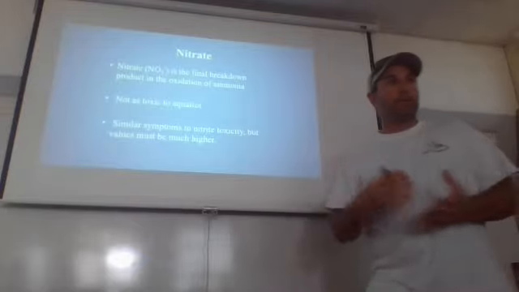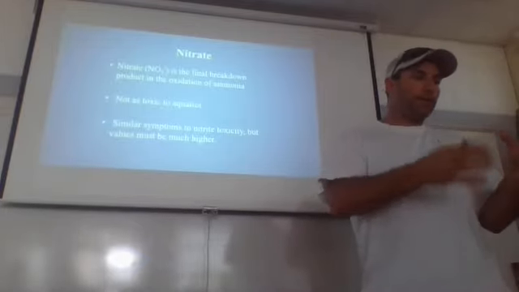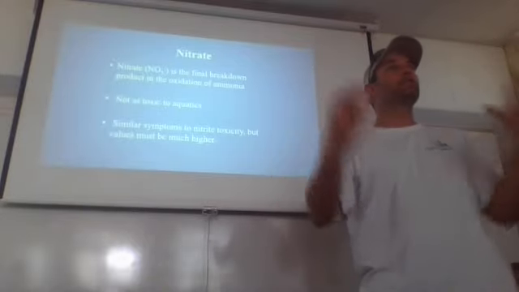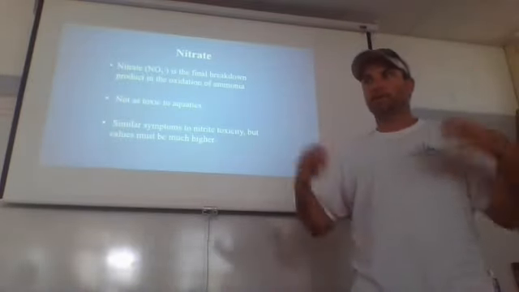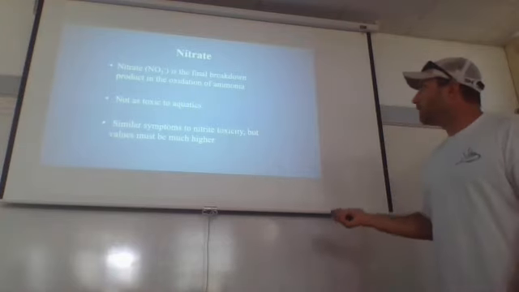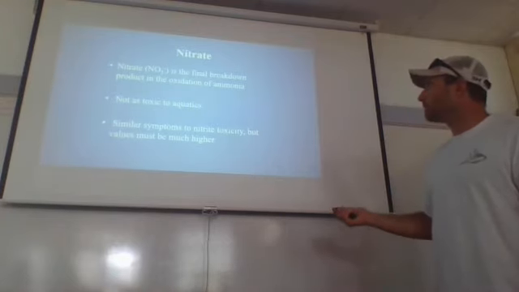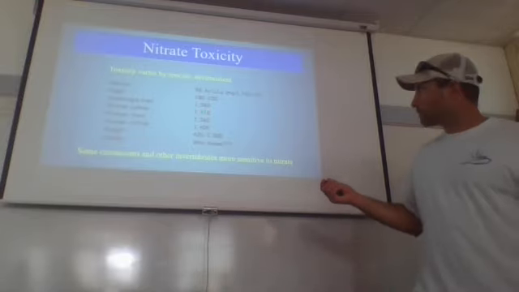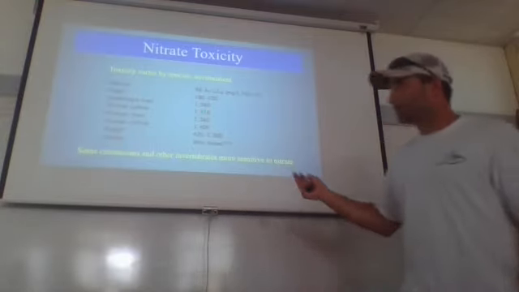So when we would do this, basically for ammonia and nitrite, it would be pretty easy. For nitrate, sometimes it was hard to get enough in solution to kill the fish because it's just not as toxic. So we're usually talking about numbers in the thousands when we're talking about nitrate toxicity.